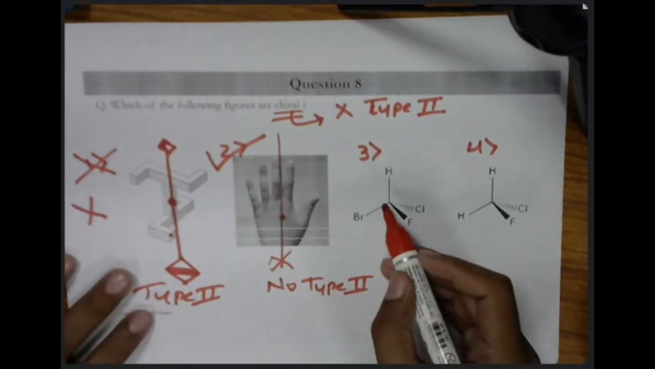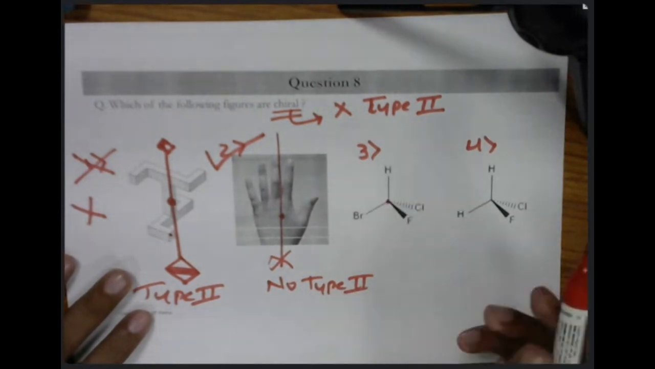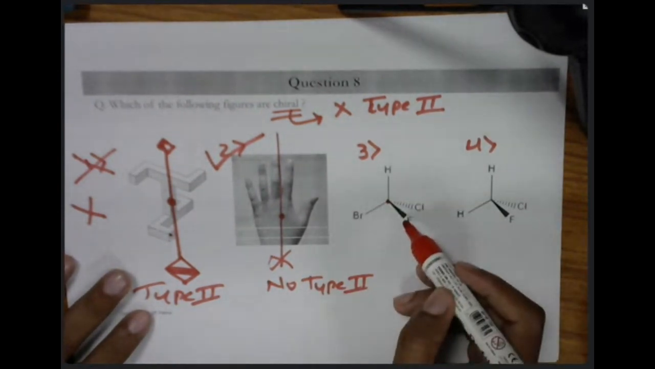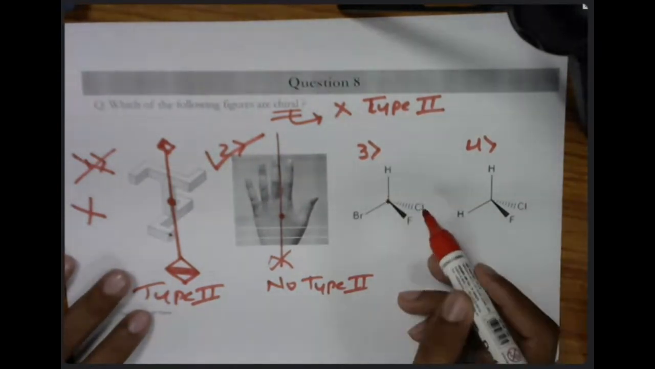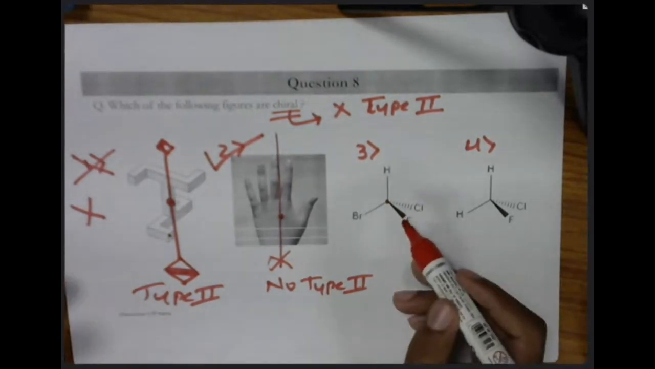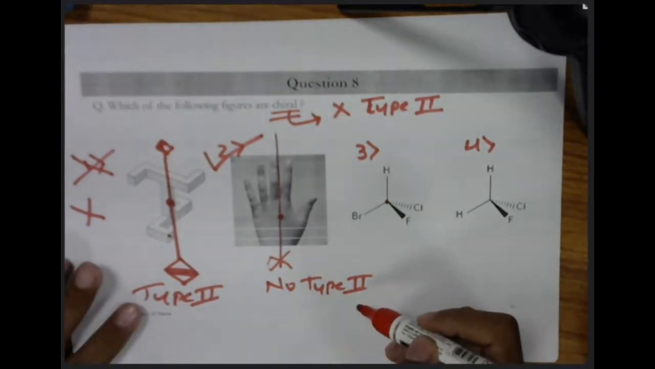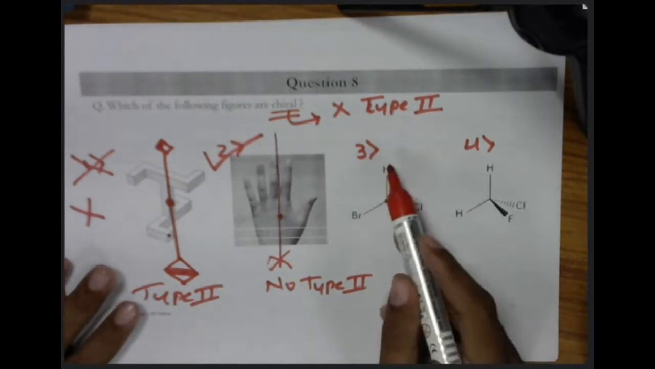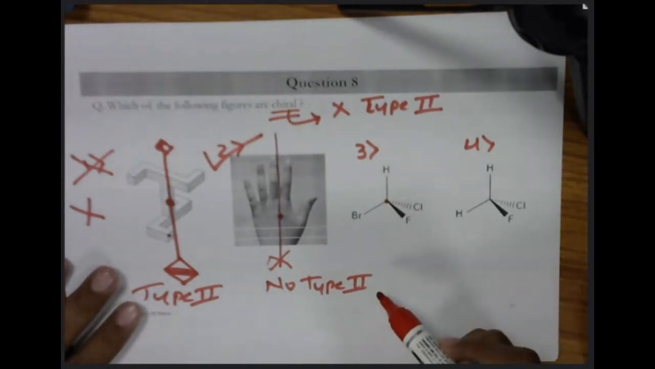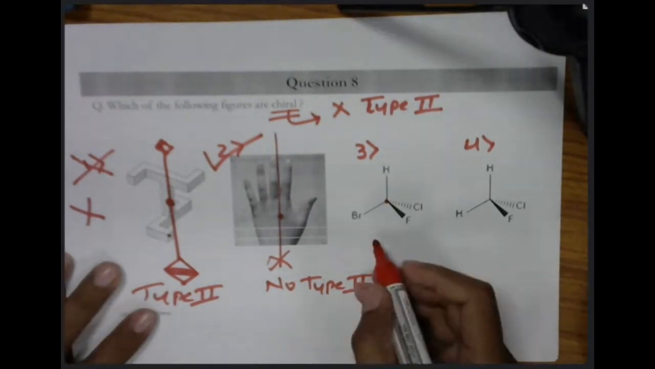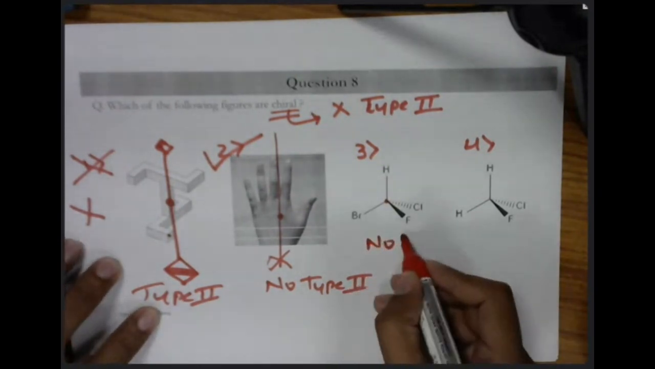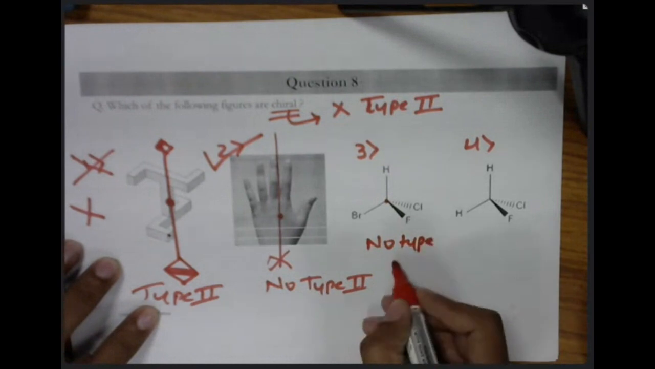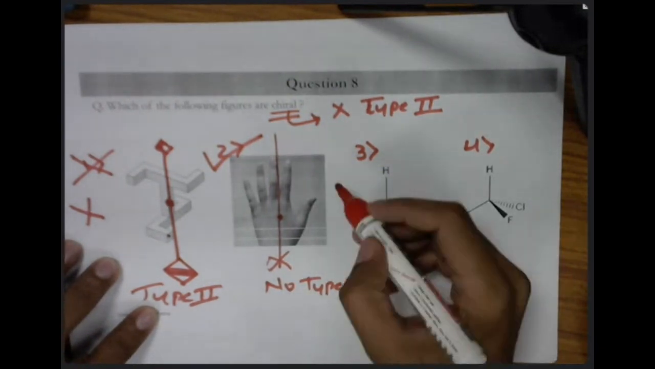So if I say this is my center, I am not able to find fluorine over here. Backward, I am not finding any fluorine. So it does not have any inversion. It does not have the mirror also. All these four elements are different from each other. So there is no type 2 operation. So we can say that, yes, this is chiral.